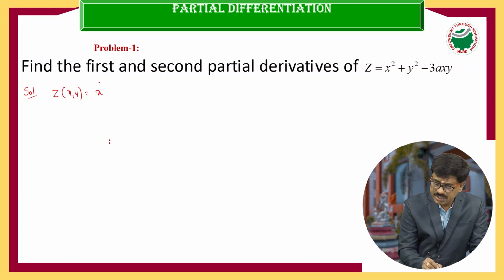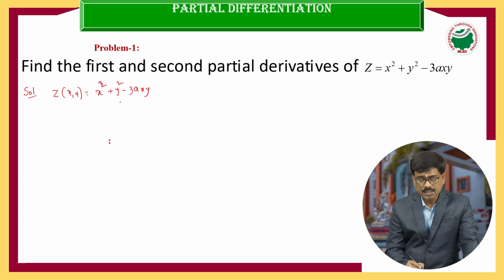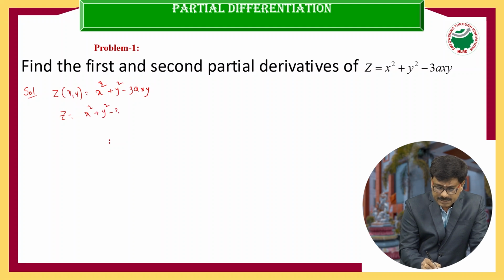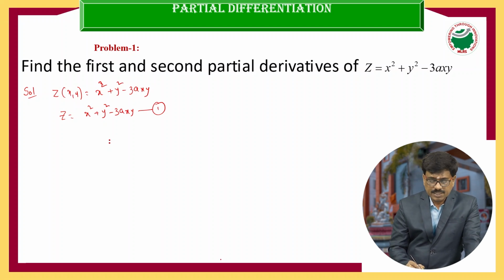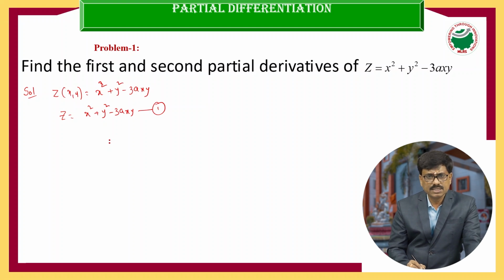Let us write this equation as z equals x square y square minus 3axy. This is the equation you must understand, and there is a constant present, called a. Let us write this function as x square y square minus 3axy, equation 1. For this equation 1, there are two independent variables involved: x is an independent variable, y is also an independent variable, z is the dependent variable. I can calculate the partial derivative with respect to x and with respect to y.